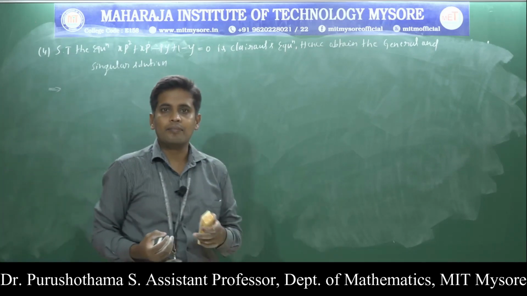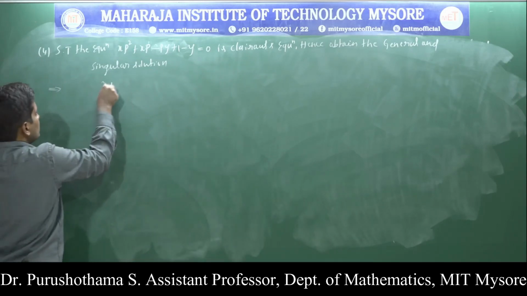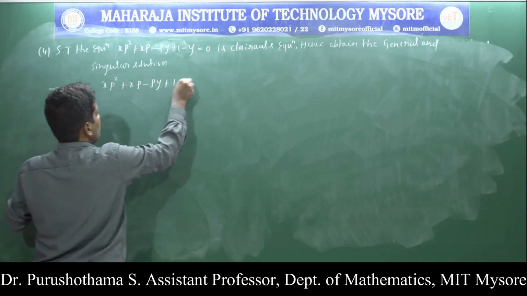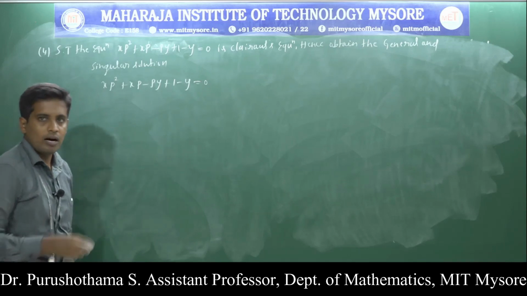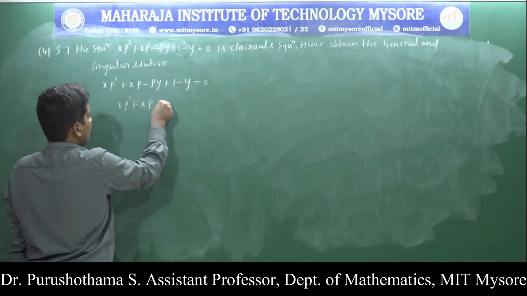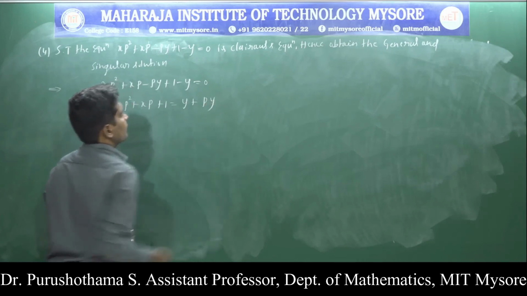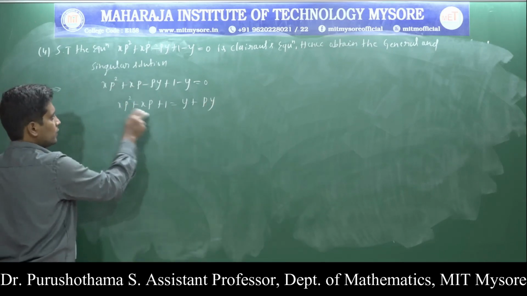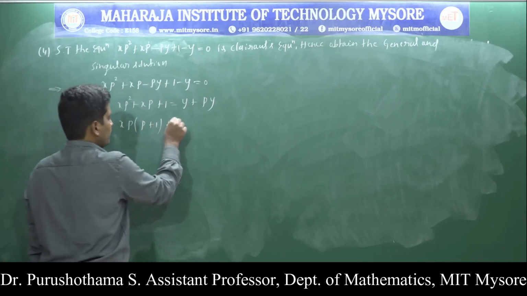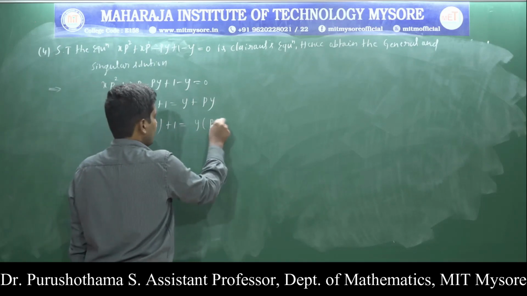Here, first we have to reduce the given equation into Clairaut's equation form. So, first write down the given equation. The equation is xp square plus xp minus py plus 1 minus y is equal to 0, which is the same as xp square plus xp plus 1 is equal to y plus py. In this equation, the first two terms have xp as a common factor, remaining p plus 1, is equal to, in the RHS y as a common factor, we get p plus 1.